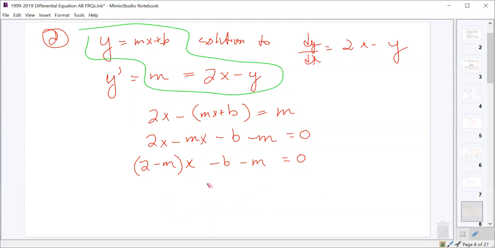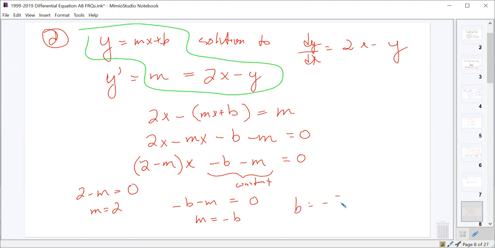on the right-hand side, how many x's do I have? Zero. So 2 minus m x's needs to equal 0 x's over here. So m is 2. And also, this is all just a constant, right? The constant on the left, -b minus m, needs to equal the constant on the right. So m equals -b, or b equals -2.